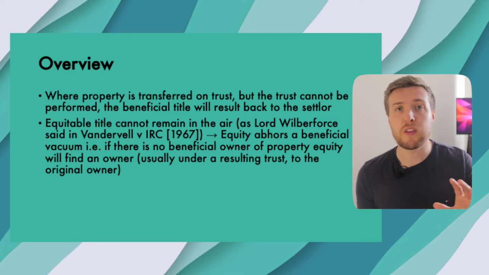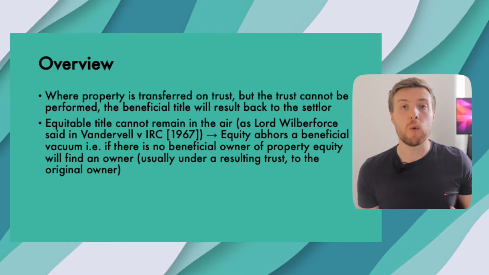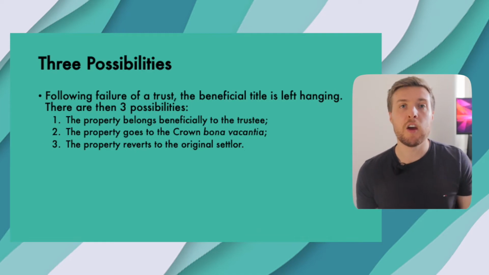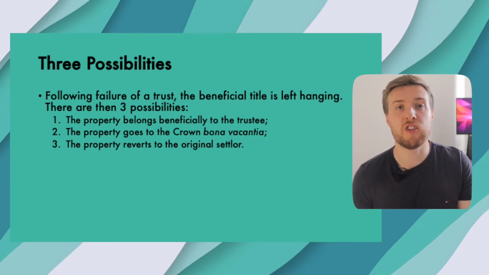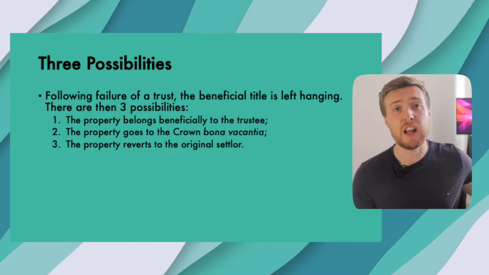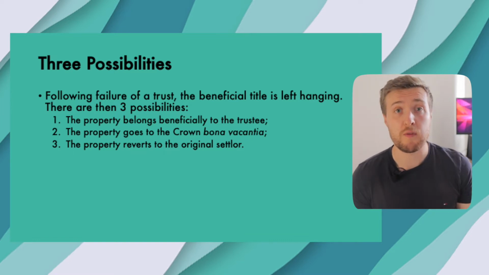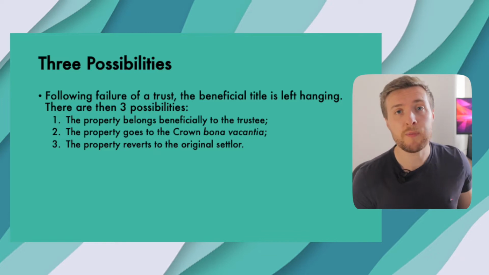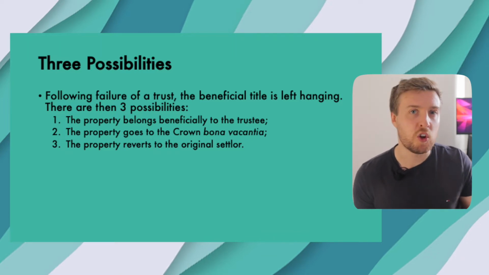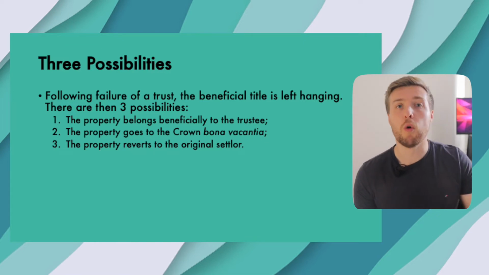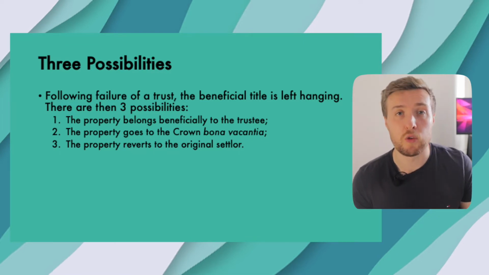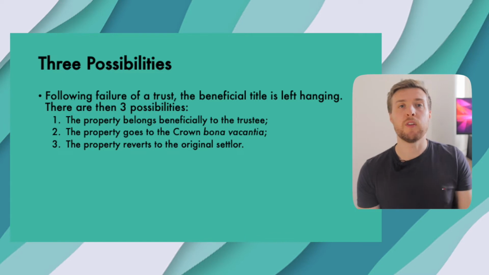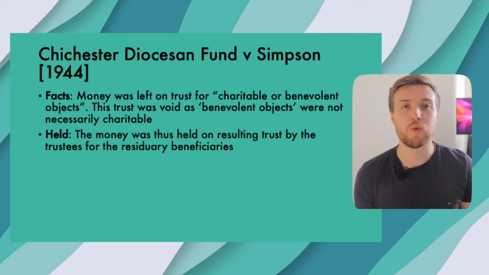So, following the failure of a trust, the beneficial title is left hanging, which leaves us with three possibilities. Number one, the property belongs beneficially to the trustees, and this can't happen, otherwise it would destroy the very foundation of equity. Two, the property goes to the Crown Bona Vacantia, and this can happen, but the Crown won't take the beneficial title if there's someone with a better claim. Or three, the property reverts to the original settlor. So now let's look at some cases, starting with Re Diplock.